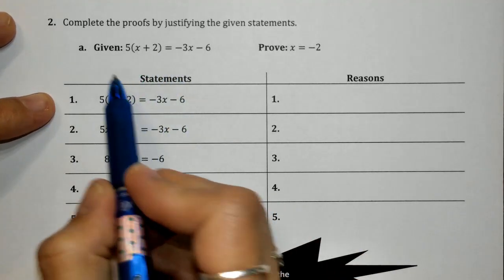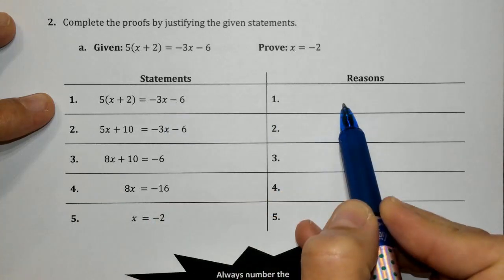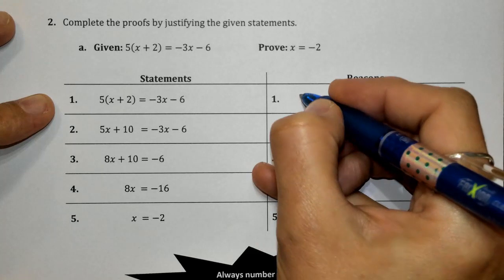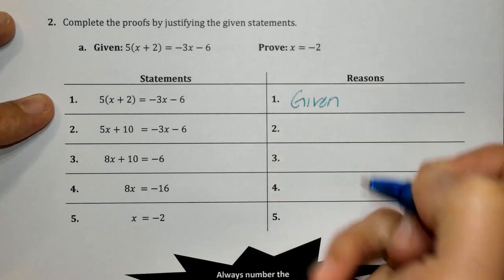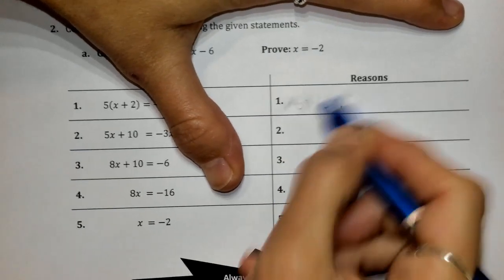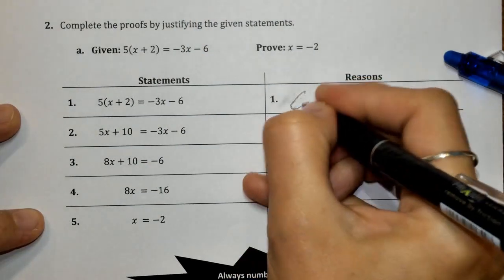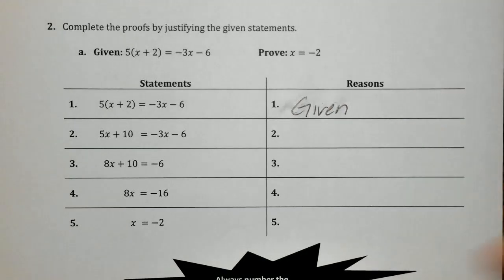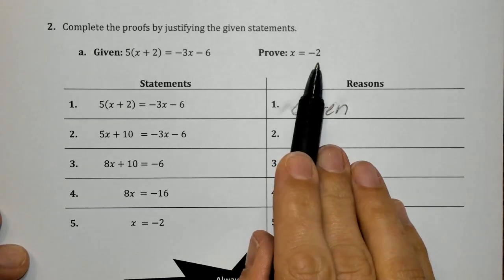Hey guys, why did we write this? Your first reason, I don't care what 2-column proof it is, your first reason is always given, always, okay? I'm going to switch colors on this one. First reason is always given. So if I ask you, hey, what do you put in for reason number 1? Write the word given. Now, we're going to prove that x equals negative 2.